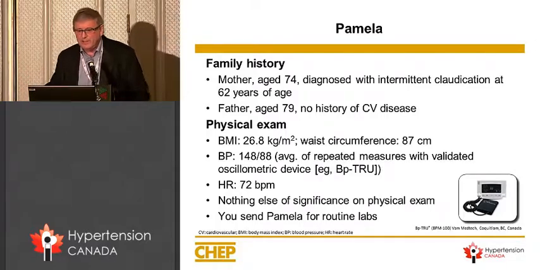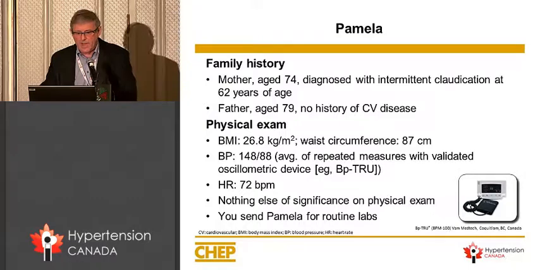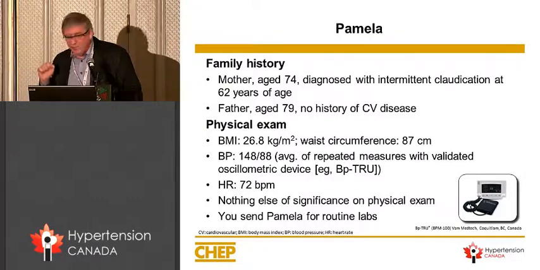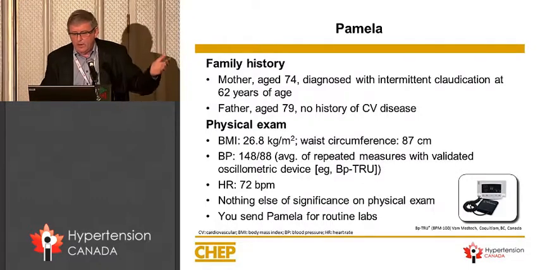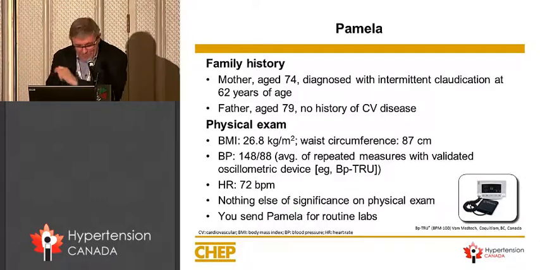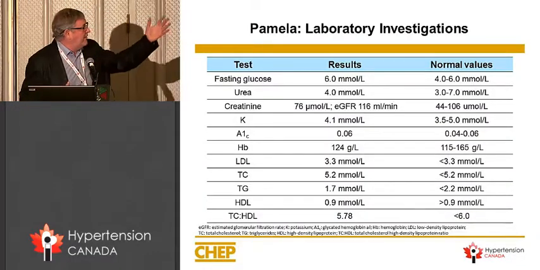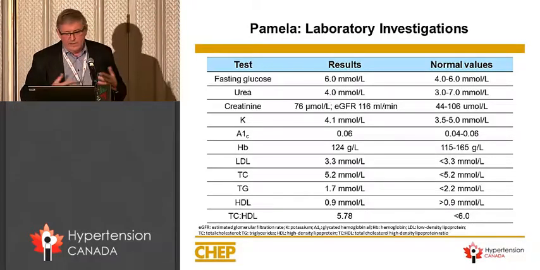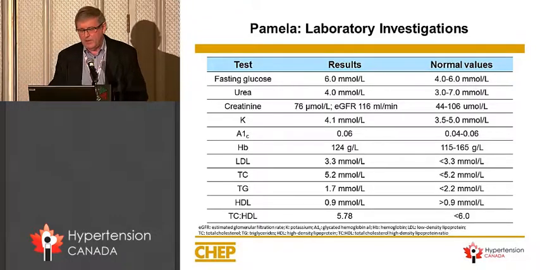Her mother is age 74, possible claudication. Her father is still enjoying skiing. You do your physical exam. Of course, you've used the BP cuff. Basically, a normal exam except the blood pressure and BMI for Deborah, okay. Labs are coming in: fasting glucose normal, A1C normal, lipids within the normal limits of your labs.